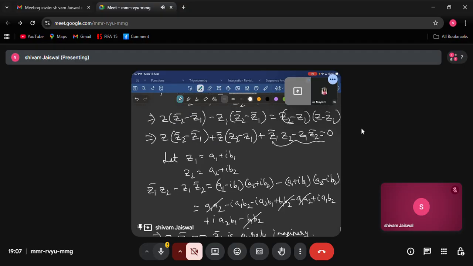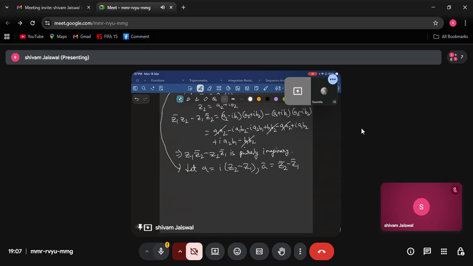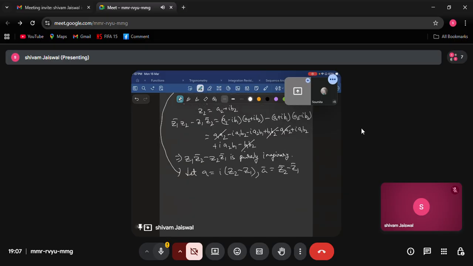Okay. So I can replace this whole term by some imaginary number. Over here in this equation, let a equal to iota into z2 minus z1, then a bar is equal to z2 bar minus z1 bar. And b be any complex number.